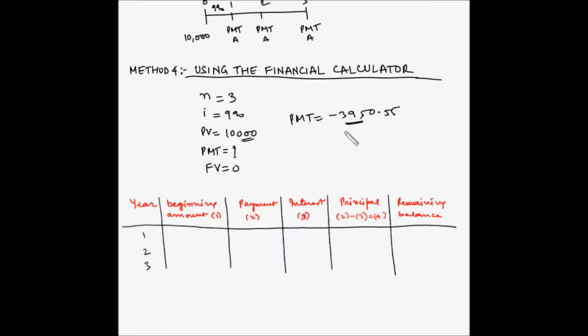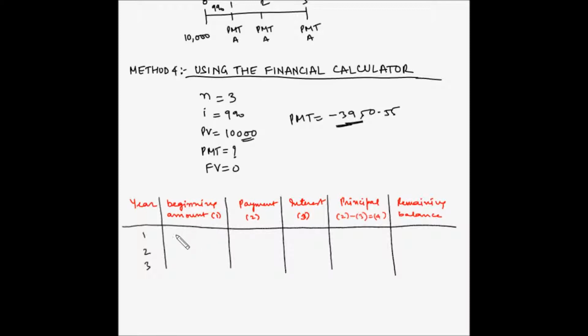Now while we have slight differences in the answer that we have gotten in the 4 methods, I will consider this as my final answer and use this to prepare the amortization schedule. Now as you can see here, this is the amortization schedule table. We have years, beginning amount, payment, interest, principal, and the remaining balance.